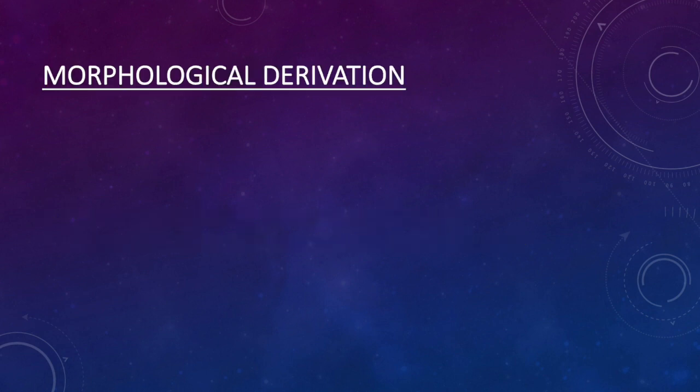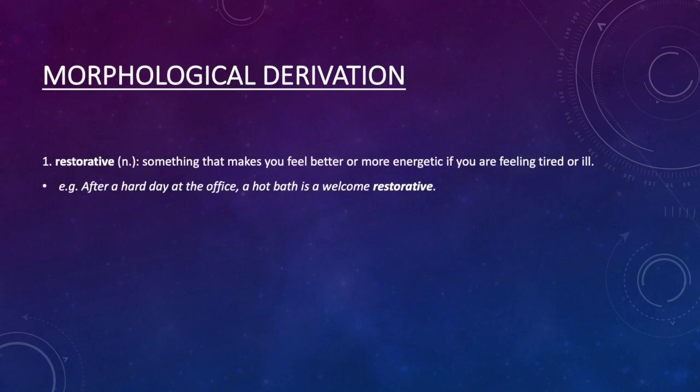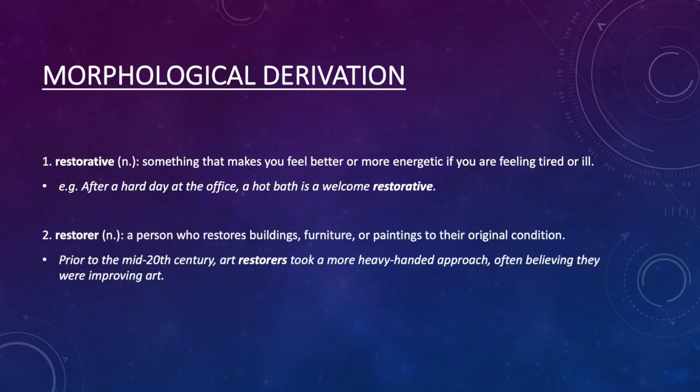Now, let's take a look at the morphological derivations of the word restore. First of all, we have restorative, which is a noun, and it means something that makes you feel better or more energetic if you are feeling tired or ill. Secondly, we have restorer. It's also a noun, and it means a person who restores buildings, furniture, or paintings to their original condition.